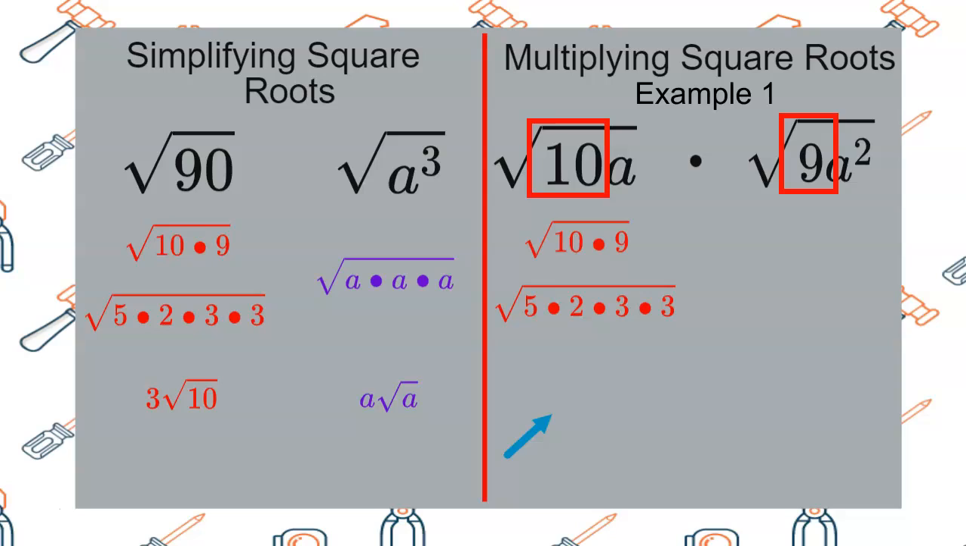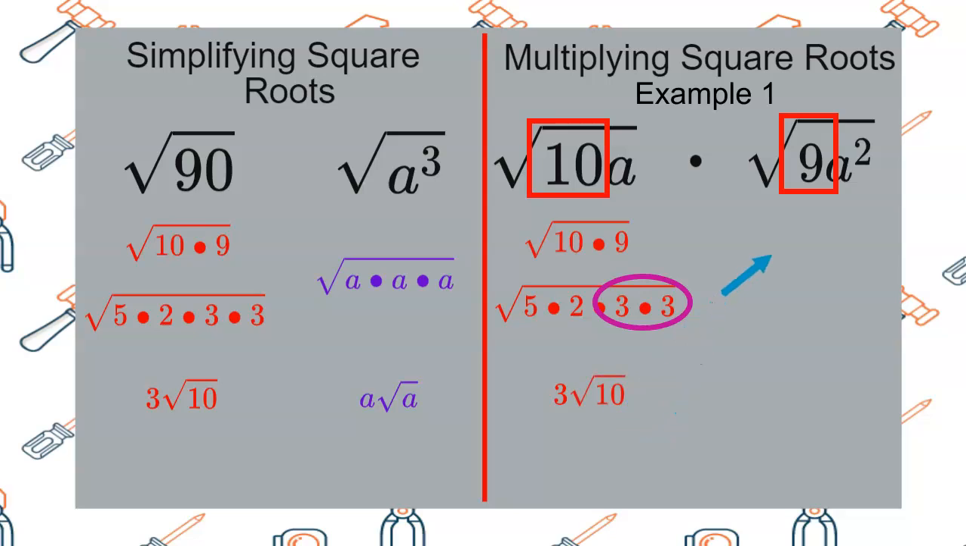From here, we'll pull out our pairs since we're dealing with square roots. And here we have a pair of 3's. So this pair of 3's come outside of the radical as one 3, and 5 times 2 stays under the radical. We can multiply these back together to give us the square root of 10. So now we have 3 square root of 10.